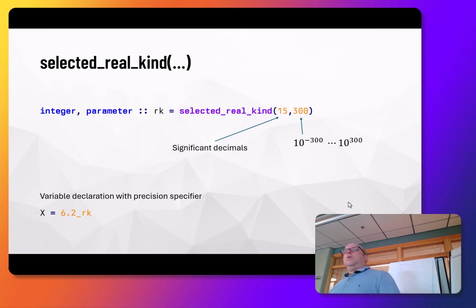So here you can see how it's defined. Significant decimals, and then you have the range here from 10 to the minus 300 to 10 to the 300. Another thing that is important is that you need to specify the precision on your scalar values as well. For example, if you want 6.2 to be stored with full precision, like you selected here, you need to add the suffix rk. And you will probably see that a lot in Fortran code.